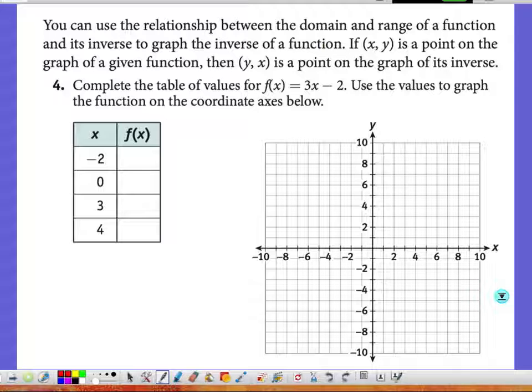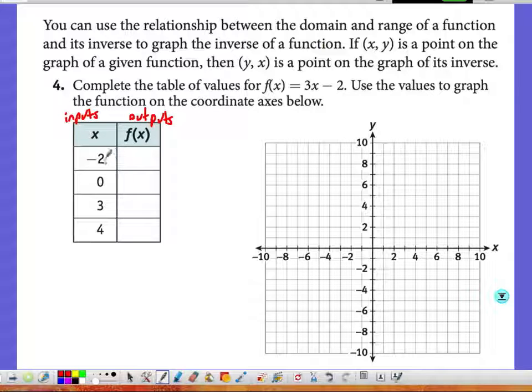Okay, complete the table of values for f of x equals 3x minus 2. Use the values to graph the function on the coordinate axis below. Alright, so this is just going all the way back to our function cycle. From our equation, we can convert it into a table. Here are my inputs, and we just simply take our inputs and find what the outputs are going to be.